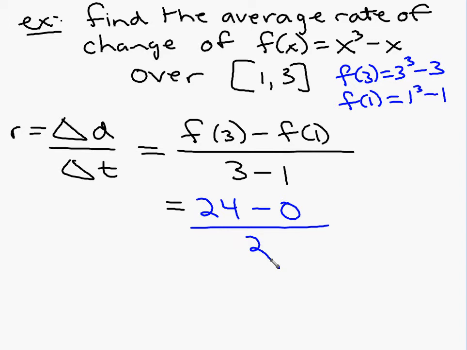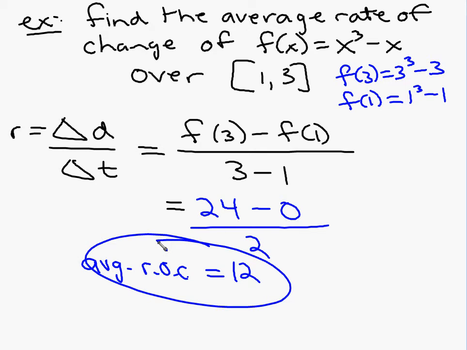So the average rate of change, the average ROC, I guess you could say, is 12. Average rate of change is 12. And we could, if we wanted to, look at that on the graphing calculator to see what that means.